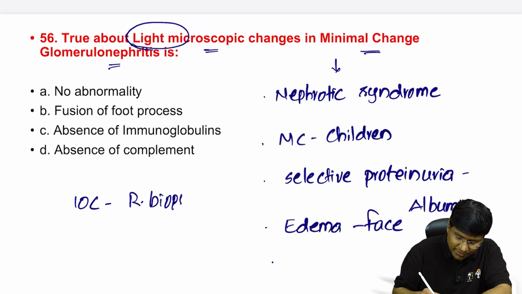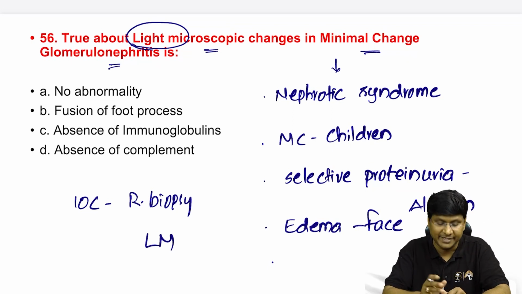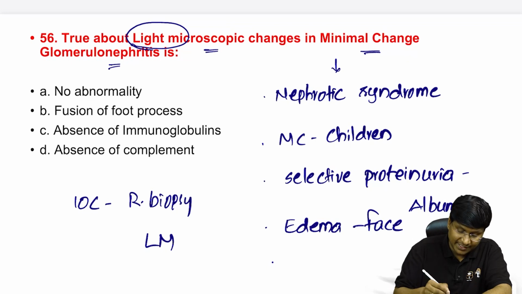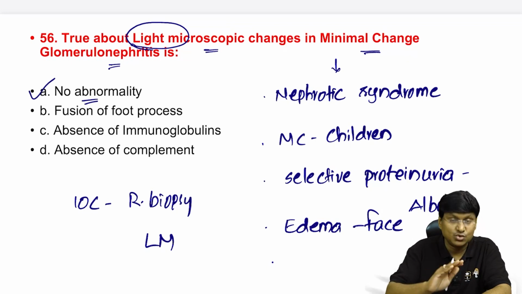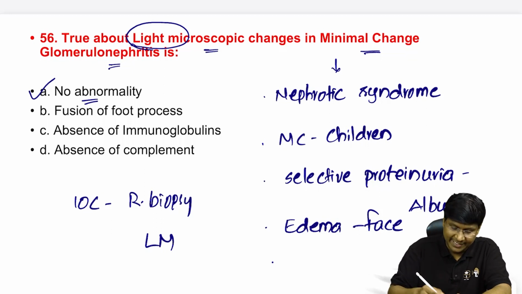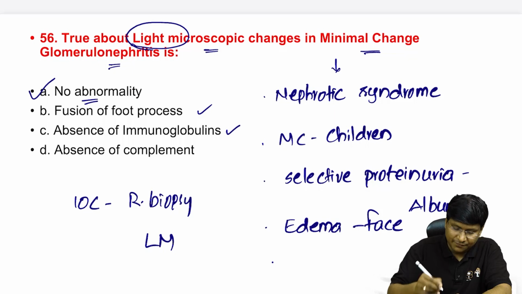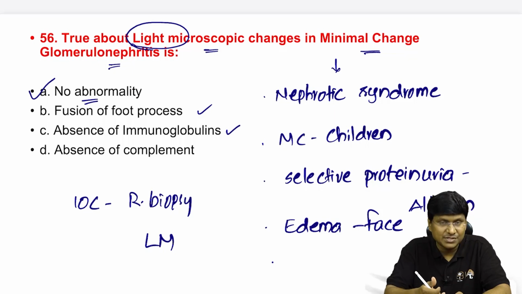And whenever you do a renal biopsy, you have to observe it under light microscopy, electron microscopy and fluorescent microscopy. What you need to know is, in light microscopy, in case of minimal change disease, there is no abnormality observed. The fusion of the foot processes will be there, but it is not observed under the light microscopy. And absence of the immunoglobulins, you don't see in light microscopy, right?